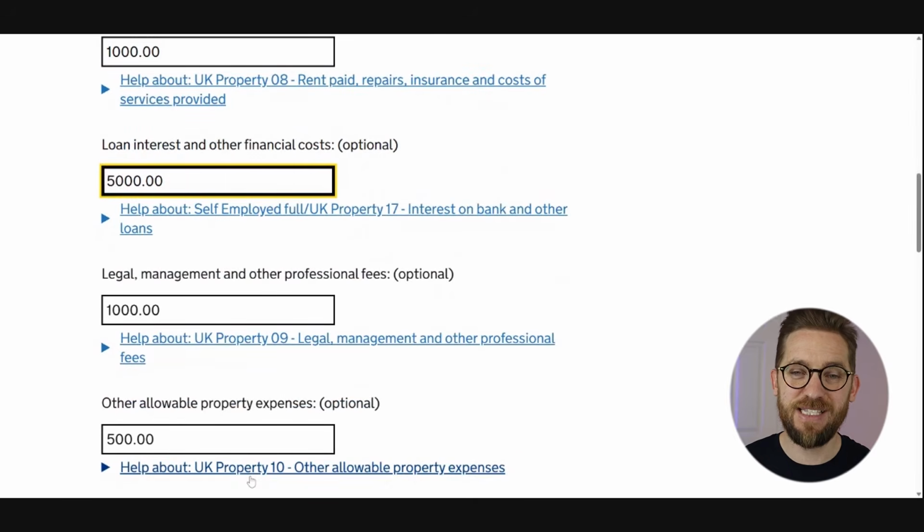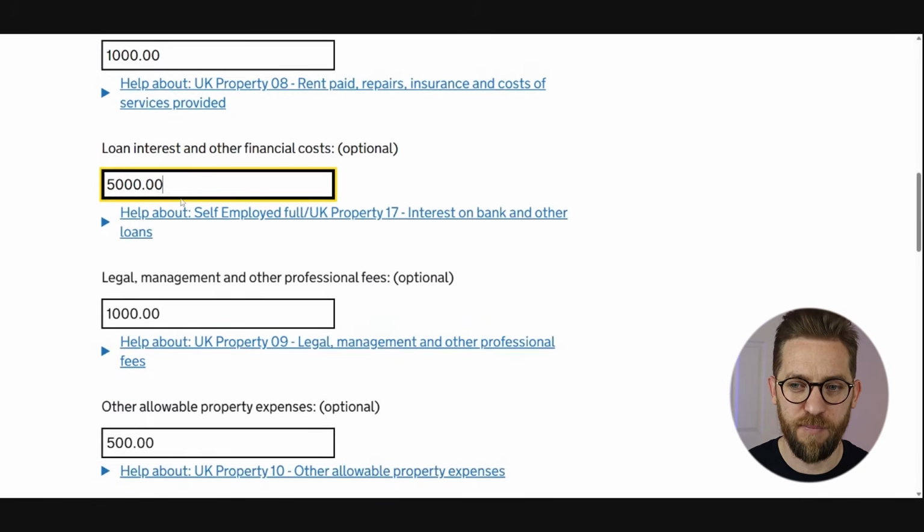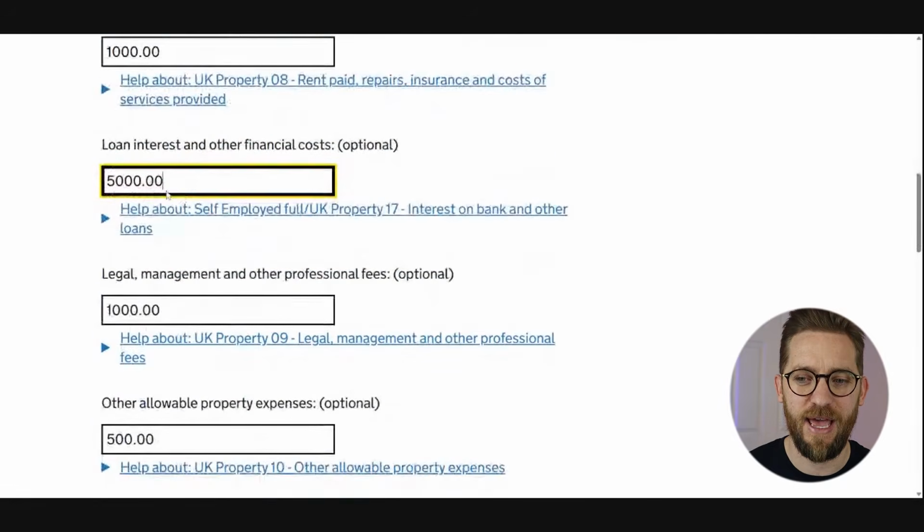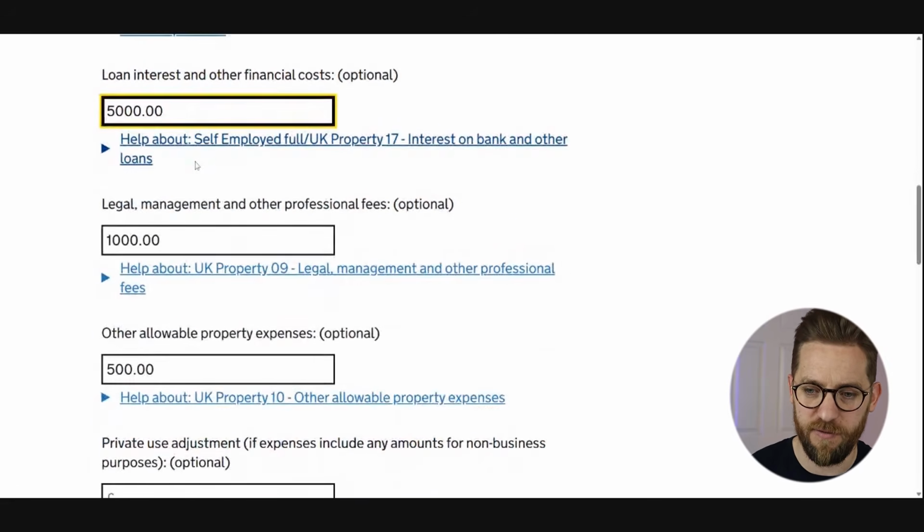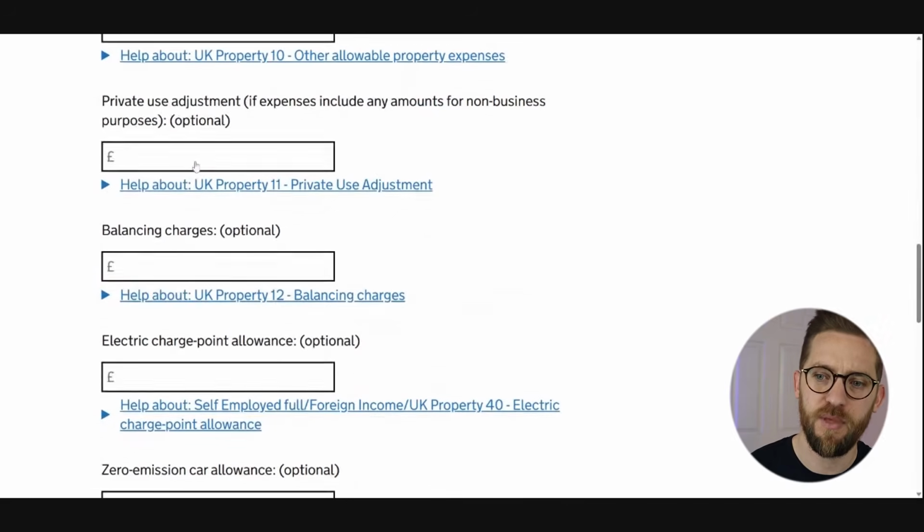Okay, that is different for your standard holiday lets, your standard rental properties that we'll come onto in a minute. But for the purposes of a UK furnished holiday let, it's 100% allowable and you'll get that tax relief at the highest rate of tax that you pay as an individual.